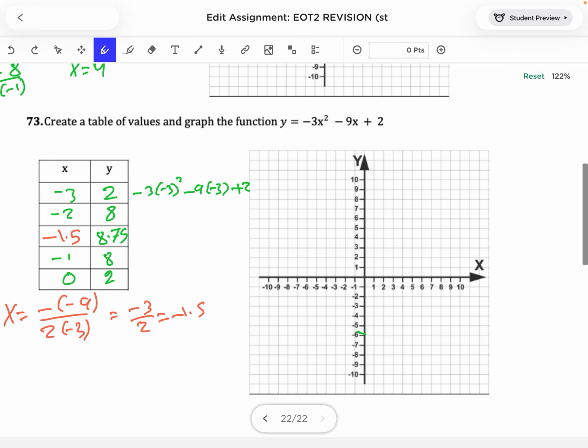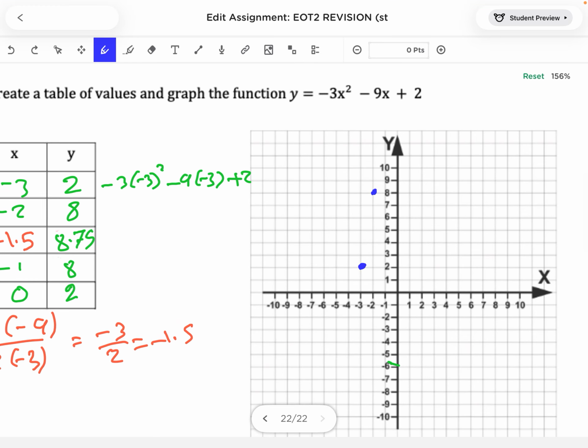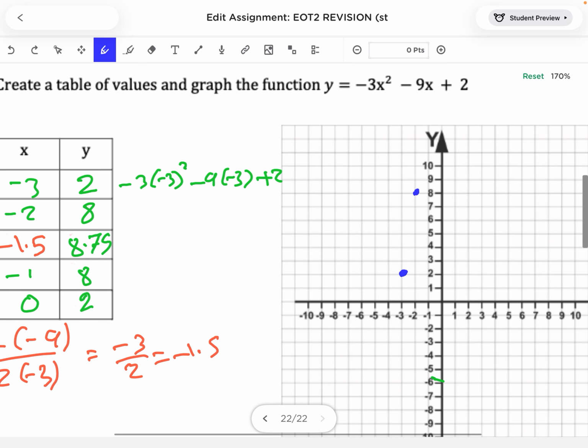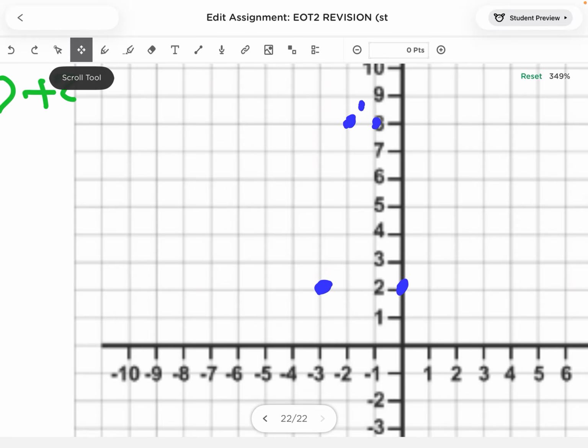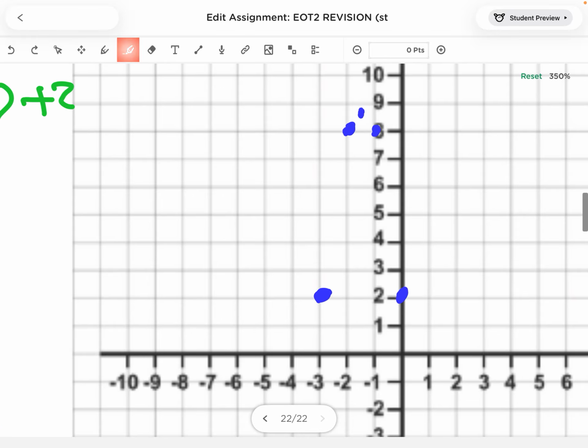Negative 3, 2, negative 2 and 8. Let's enlarge. Negative 1.5 and 8.75. Negative 1 and 8, and 0 and 2. Let me enlarge it a little bit to make it clear. Now we connect all these with each other.